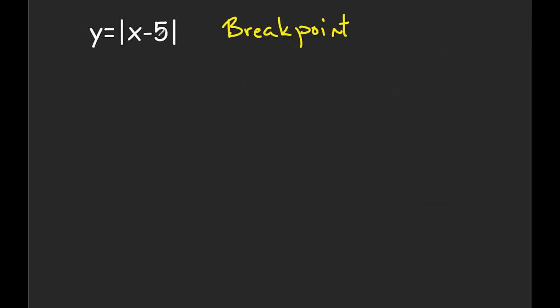In this problem, the break point is whatever makes the inside equal to 0. So we find the break point by saying x minus 5 equals 0, and therefore x equals 5 is the break point of the graph. It's where the v occurs. So what I do next is I test the number line. I'm going to put this on a number line, and I put the break point, 5, in the middle.